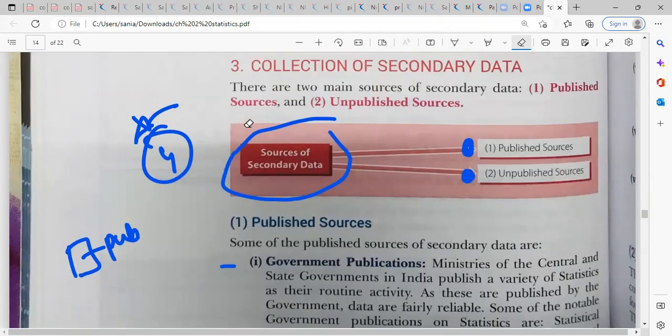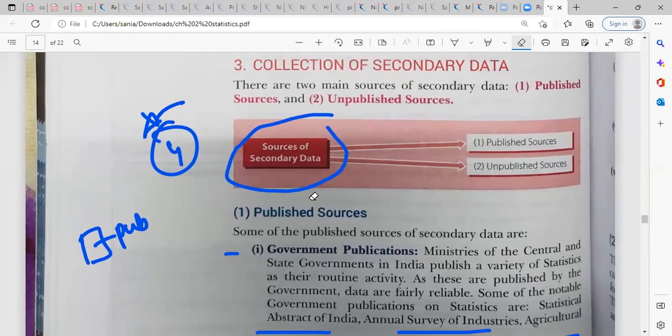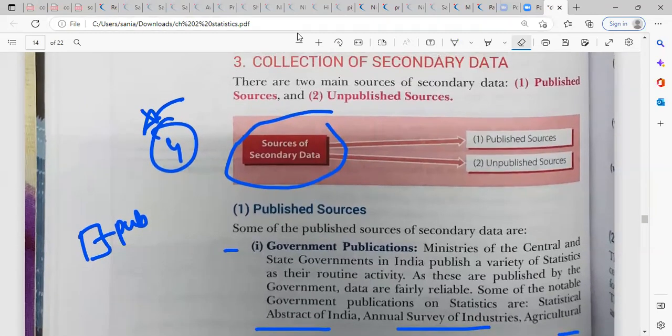So you will write this. You will write sources of secondary data. Then you will make it like this. Put the heading collection of secondary data. Then make it sources of secondary data: published source and unpublished source. Then you will start from published source. Okay. Very, very important question, one of the important questions of this chapter.